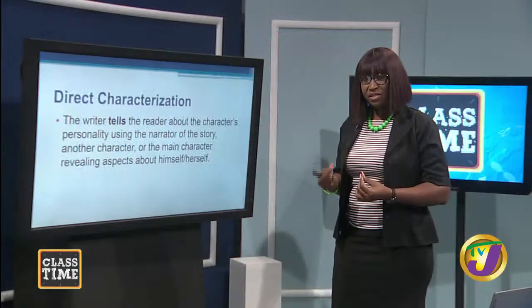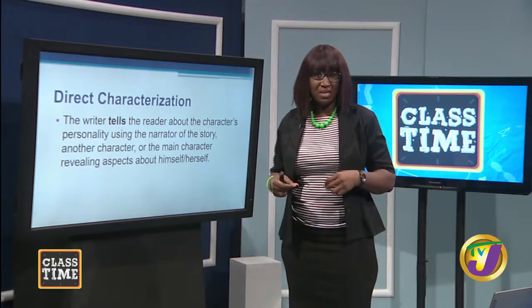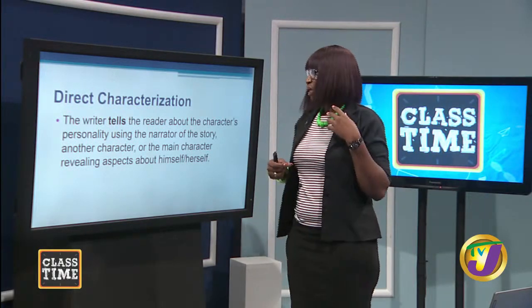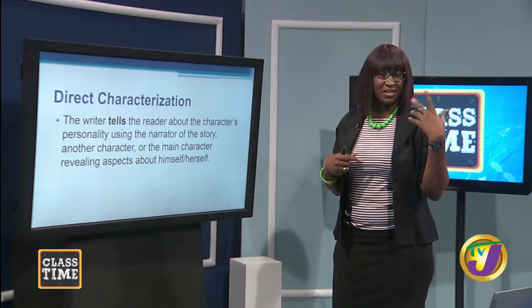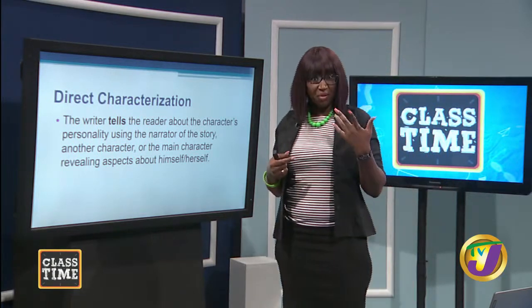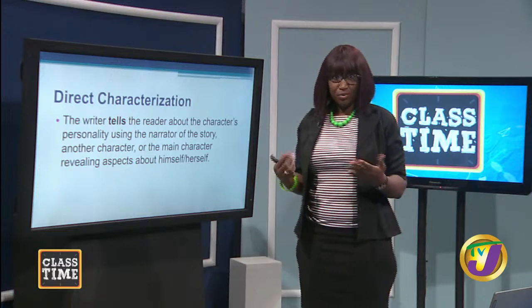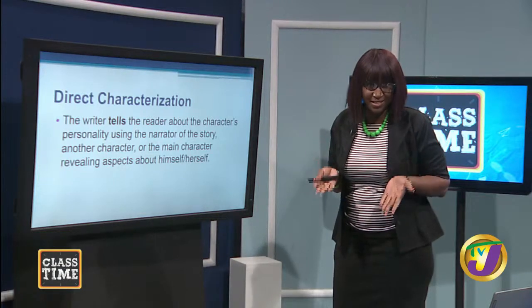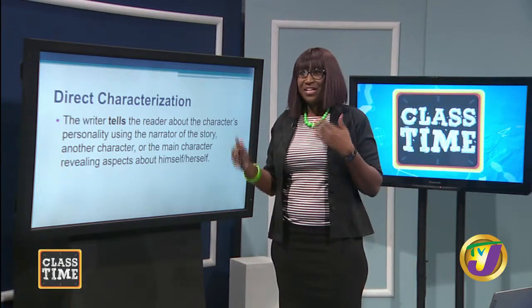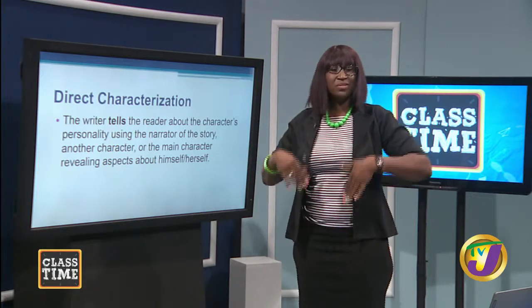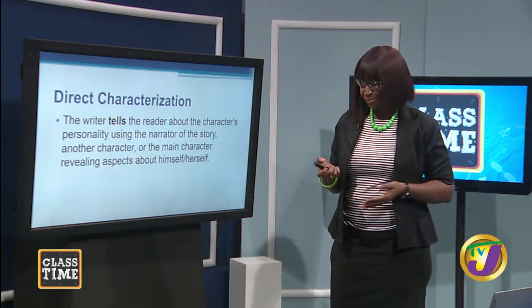So in narrating the story, John Brown is an angry boy. Through another character, the character can say, John Brown, you're an angry boy. John Brown himself can think to himself that he's angry, or he can be put in a situation where you see the traits coming out.